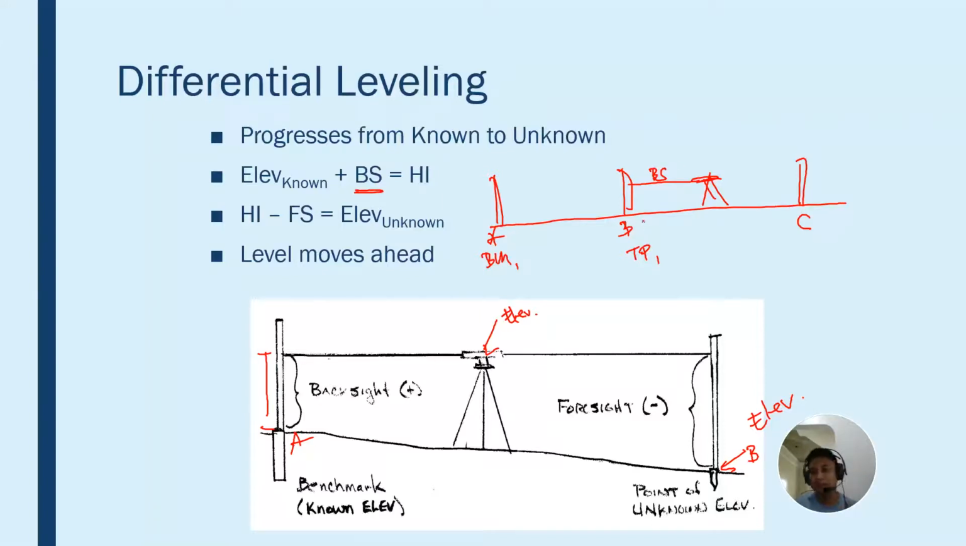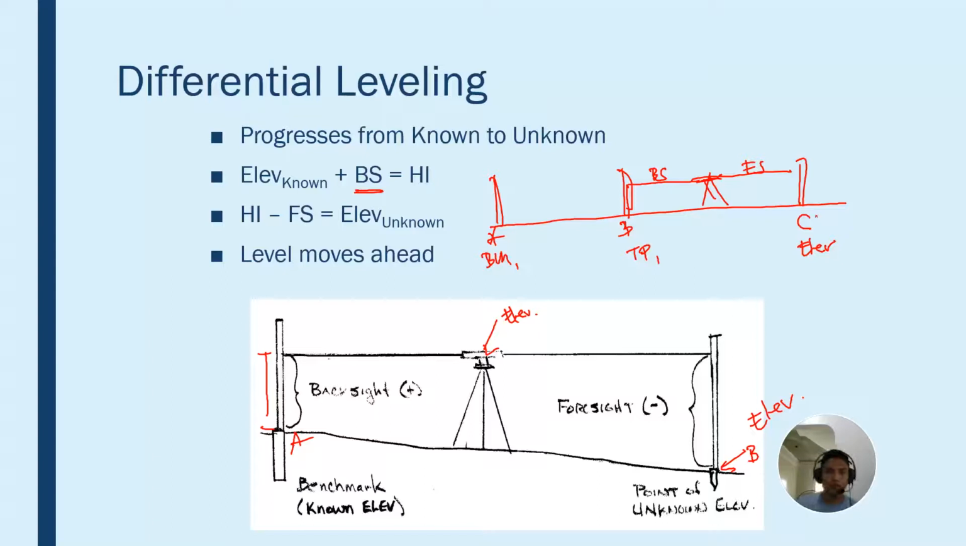So the backside value for point B is here. Then take the foresight reading and that's it. You can now identify the elevation at point C using this formula and so on and so forth.